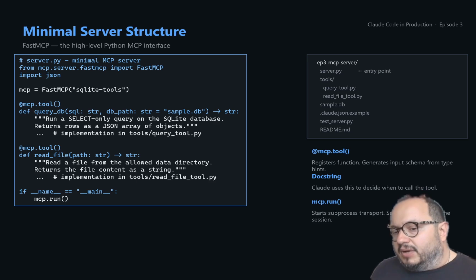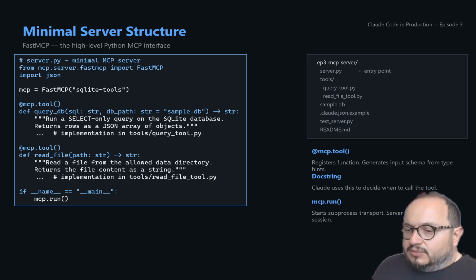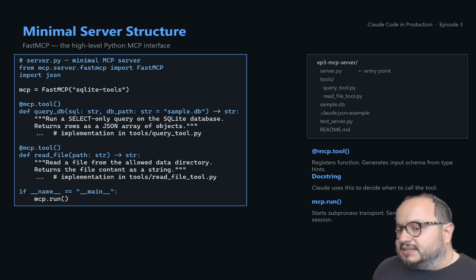If Claude is about to call your tool with wrong types, the validation happens before your function is invoked. Second, the docstring. Claude uses the function's docstring to decide when to call the tool. A clear, specific docstring is not a stylistic preference. It's a function. Write it for the model.